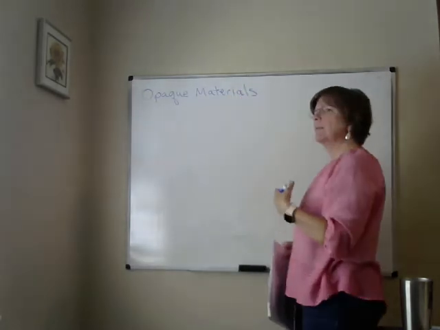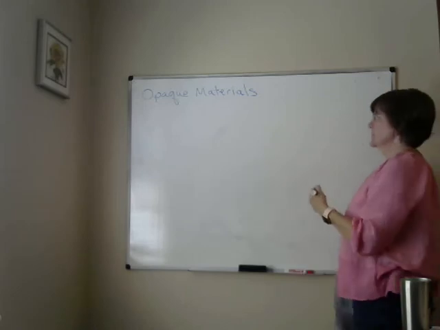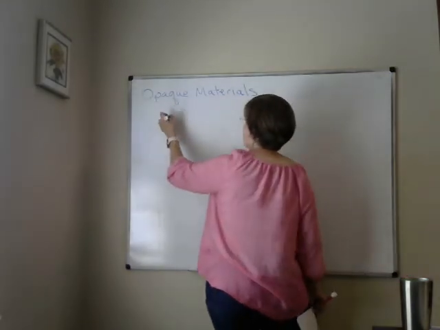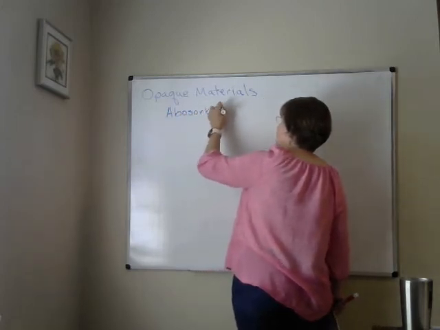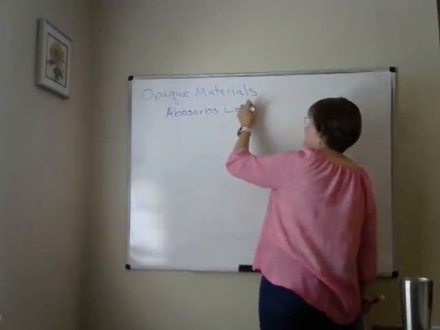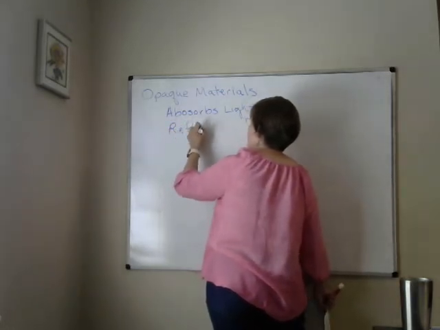Opaque materials don't transmit light. You can't see through something that's opaque. So what does it do? Well, it can do two things. It absorbs light and it can reflect light.